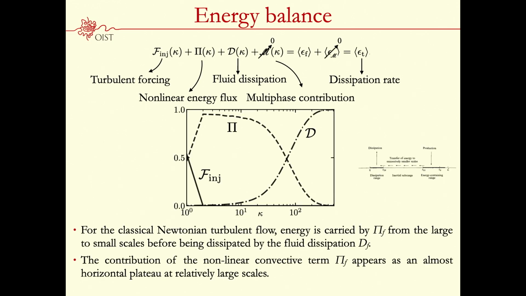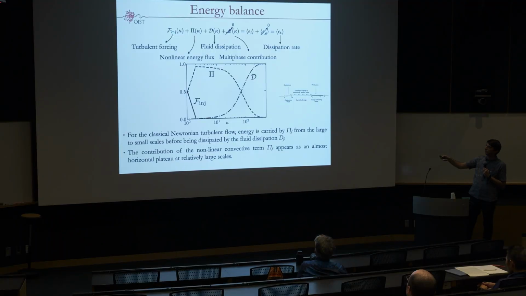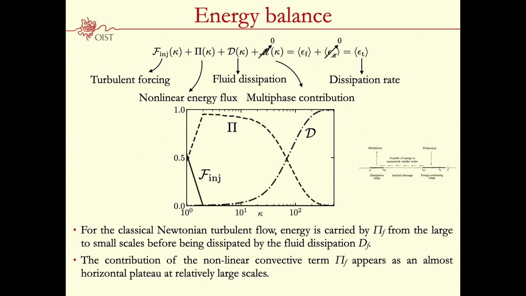Now, if we go to the single phase flow, which is what the theory actually works for, it's simple. So we have a balance between 3 terms. How much energy you are putting into the system, F injection. We are saying that energy is coming at the larger scale. So this curve is non-zero only at the smallest k, and after that it is always 0. So we are putting energy into the system at k equal 1, and then this term doesn't do anything else.